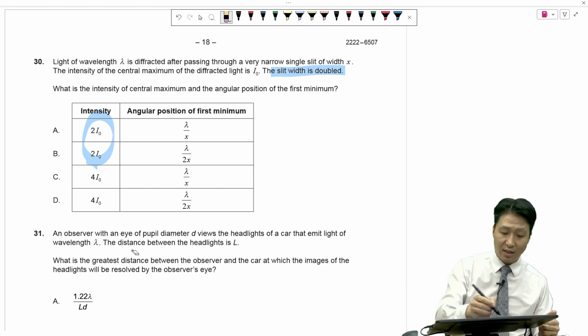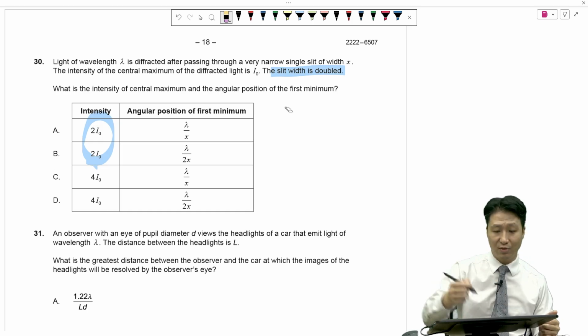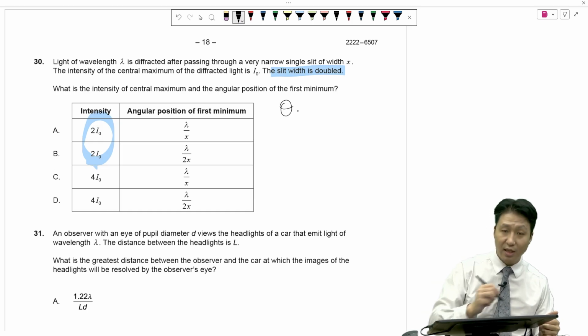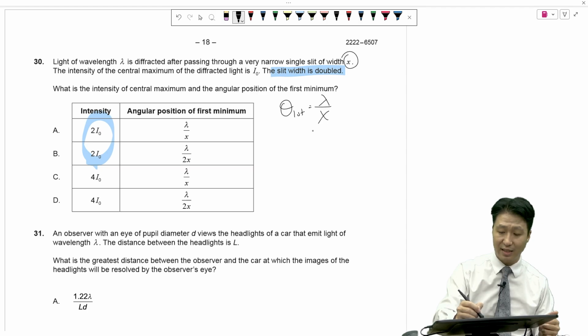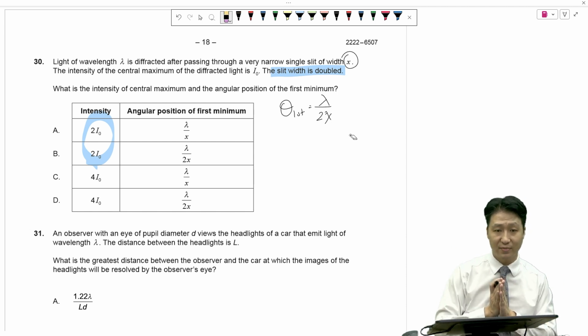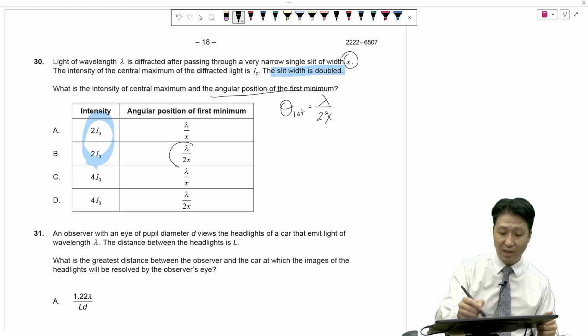So next, what happens if you make the slit wider? Well, the angle to the first minimum is the wavelength over the slit size b. In this case, instead of using b, they use x. Doubling it will make the angle 1/2 the size. So the angular position of the first minimum is going to be here. The answer is B.